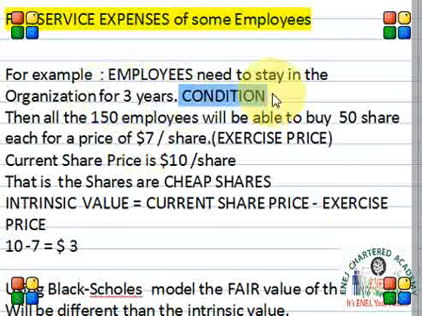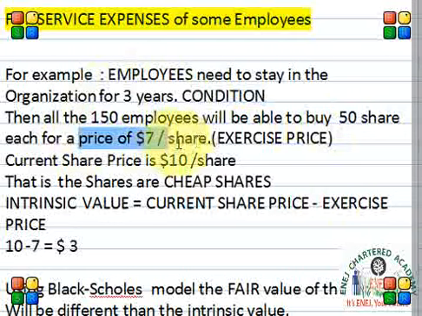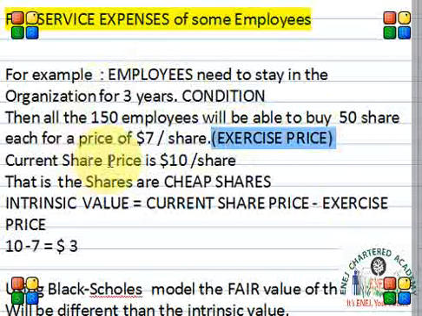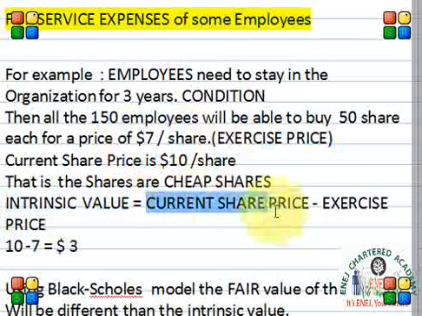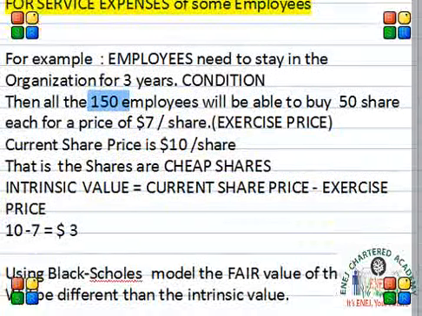If they stay in the company, then all the employees will be able to buy 50 shares, each at a price of 7 per share. So that is the exercise price. The current share price might be lower, and is always lower, because these shares are issued at cheaper prices. In this example, the current share price is 10 and the exercise price is 7, so the intrinsic value, current share price minus exercise price, is 3. In this company, there are 150 employees, for example.